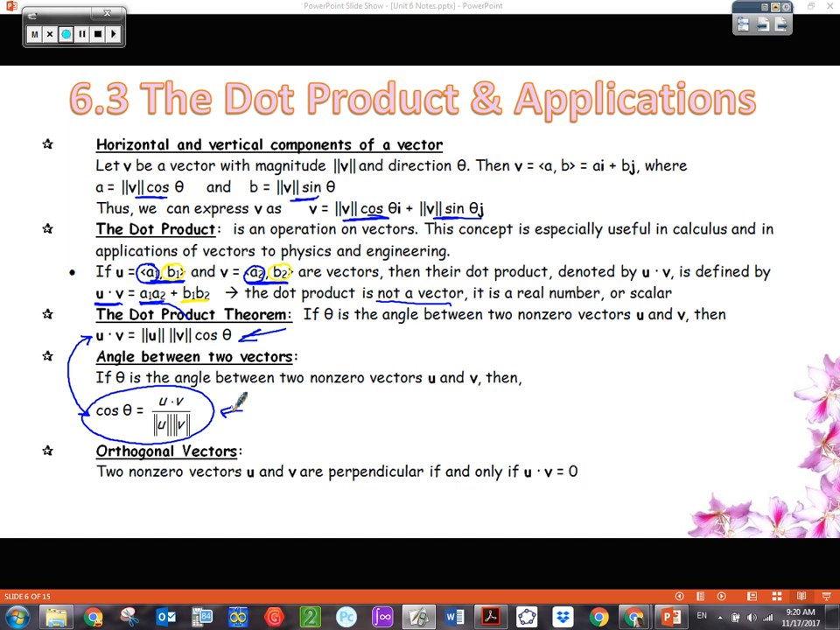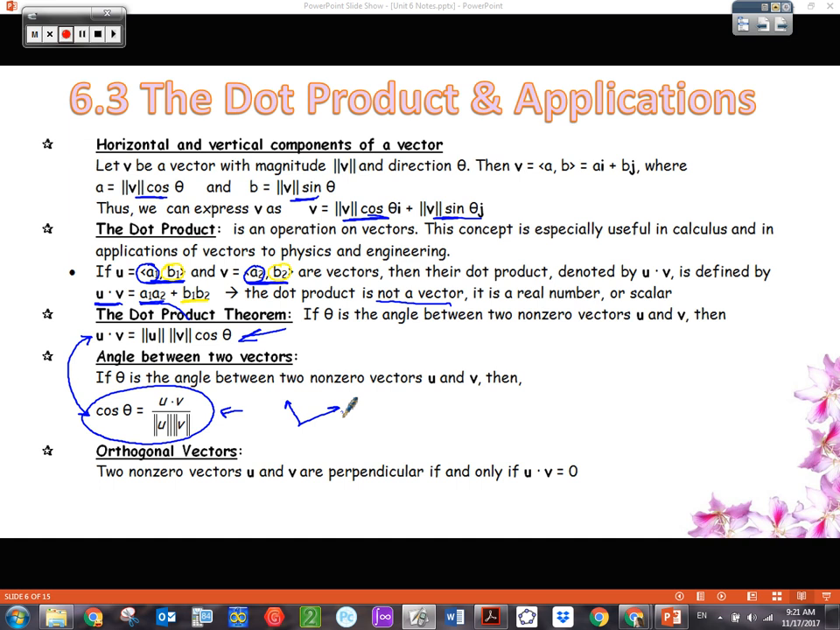One thing I need to note, though, is that the vectors have to be placed in a particular way. The vectors have to be placed tail to tail for this formula to work. This formula does not work if they're head to tail. Recall when we were adding vectors, we had to have them head to tail, right? But when we're using the dot product to find the angle between them, we have to have them tail to tail. Otherwise the formula will not work.